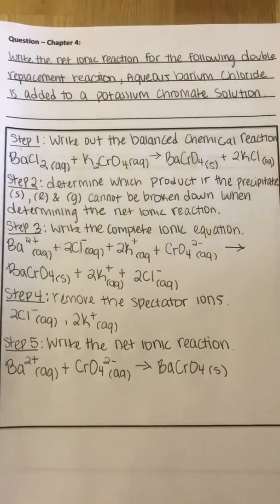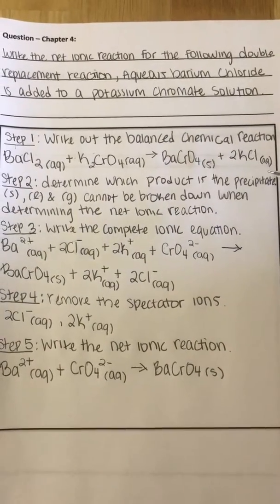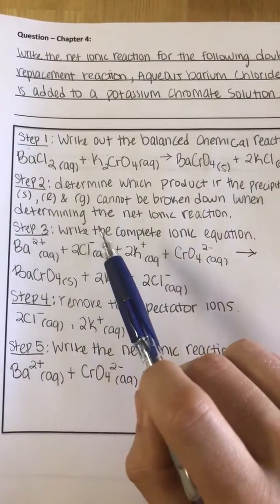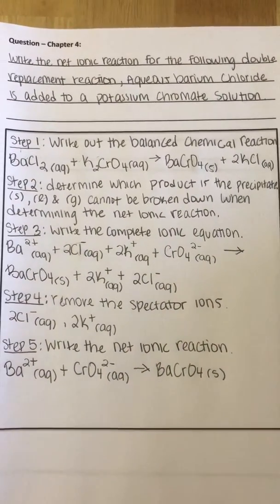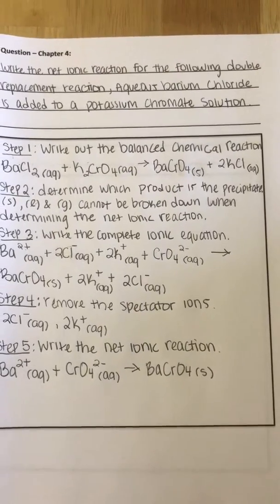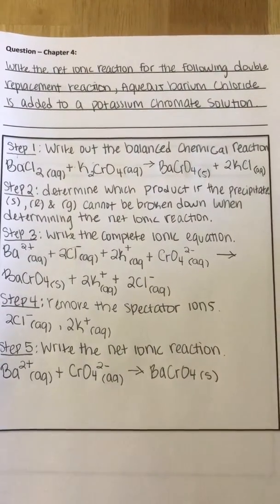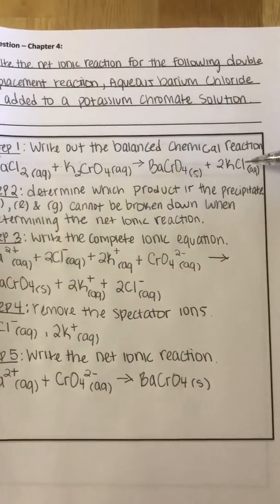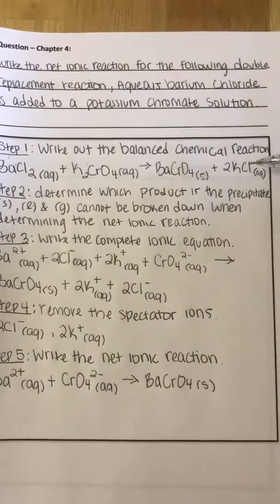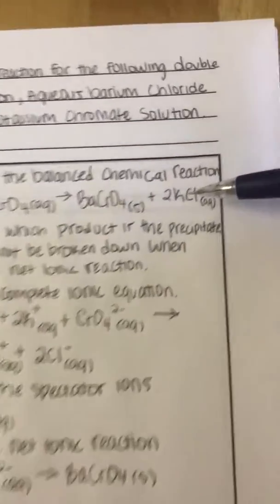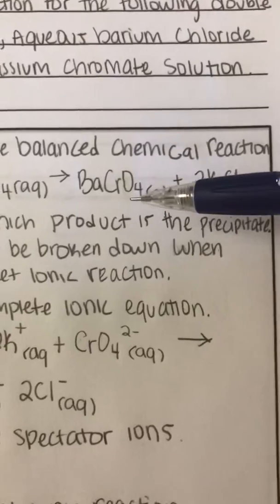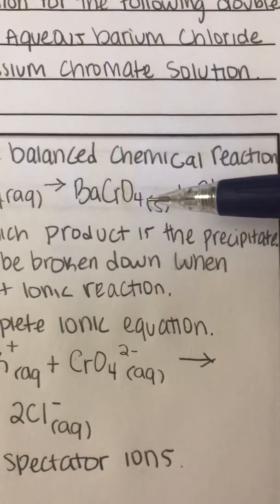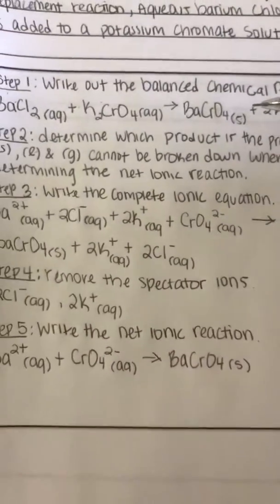So in step 2, it's important to determine which product is the precipitate. We need to find this out because solids, liquids, and gases cannot be broken down when determining the net ionic reaction. So after balancing the chemical reaction, you can determine which of the products is insoluble. If you look at the solubility rules, you'll notice that chloride is soluble with potassium, but chromate is not soluble with barium. Therefore, the barium chromate is the solid or the precipitate.